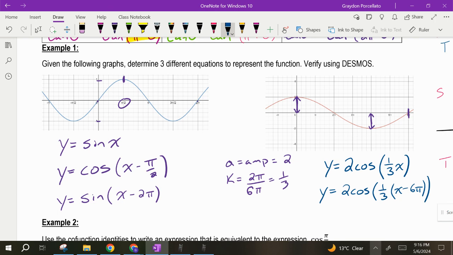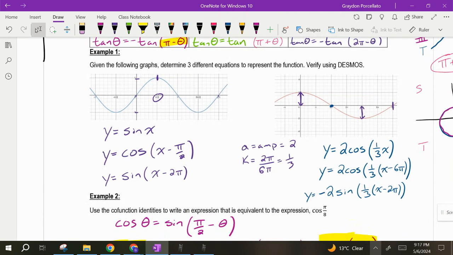Okay, I'm going to write another one. I'm going to say y equals, I'm going to make this a sine function. Remember sine starts at the axis. Because it starts by going down, I'm going to say y equals negative 2 sine of 1 over 3, and how far has that point been shifted? That point's been shifted 2 pi to the right. And there we have 3 equivalent trig functions for that graph. You could put all those into Desmos. You would get the same thing each time.